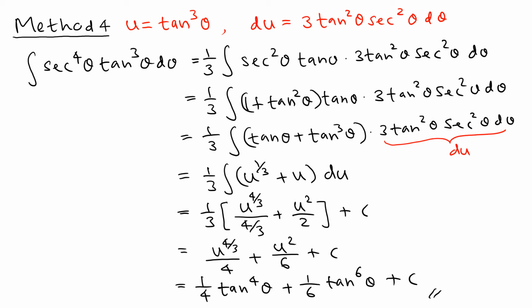In the fifth method, we're going to try the secant option. We already used the u equal secant theta. This time we can try u equal secant squared theta. U equal secant squared theta. And the steps are very similar. So we take the derivative, du equals 2 secant theta, and times the derivative of secant, which is secant theta tan theta d theta.